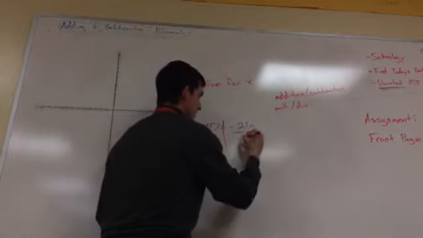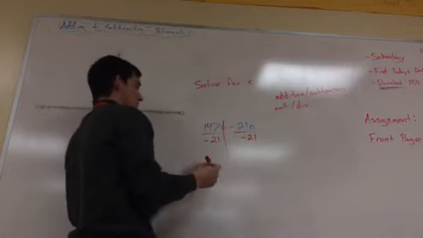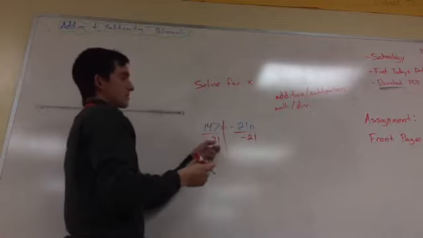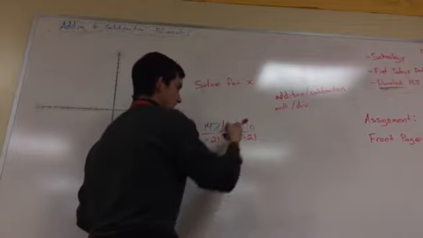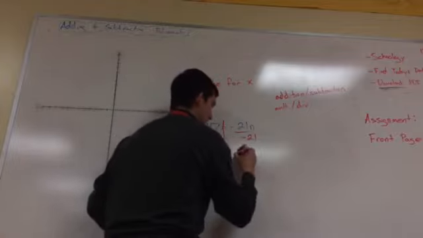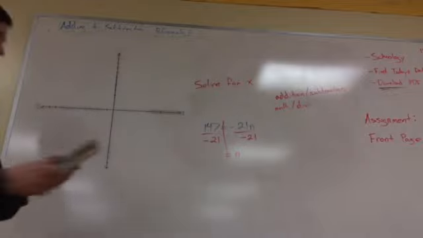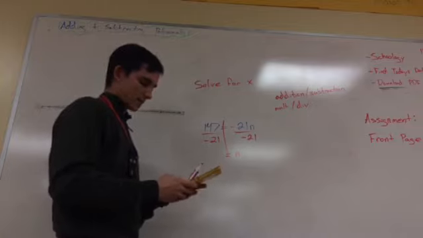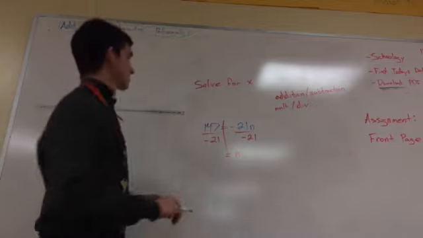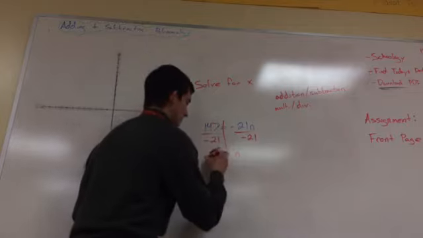So I'm going to divide by negative 21 on both sides. Remember, whatever I do to one side, I have to do to the other side to maintain that equality. All right, so I have negative 21 divided by negative 21. Well, that's positive 1n. And then let me get this calculator. 147 divided by 21 is 7. But it's a positive 147 divided by negative 21, so that's going to be negative 7.